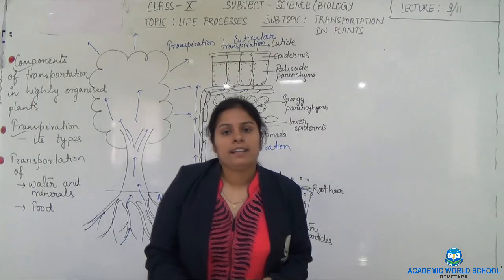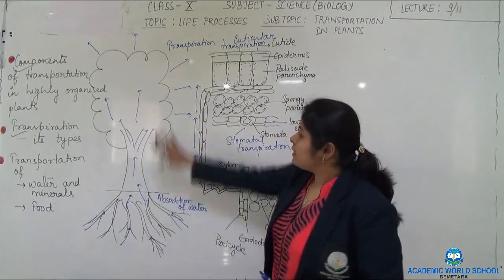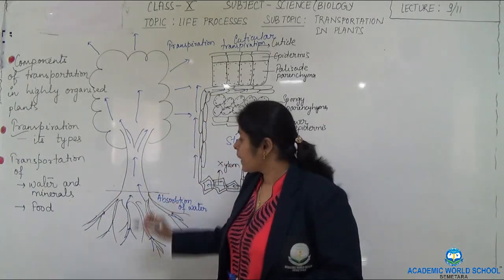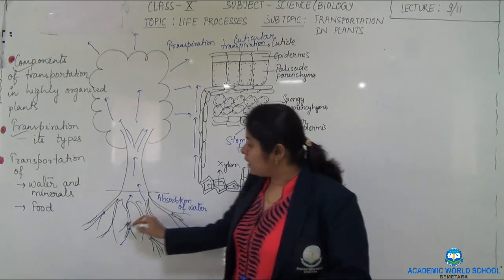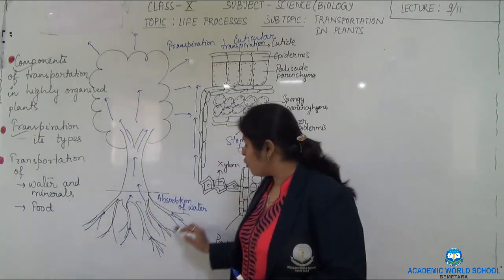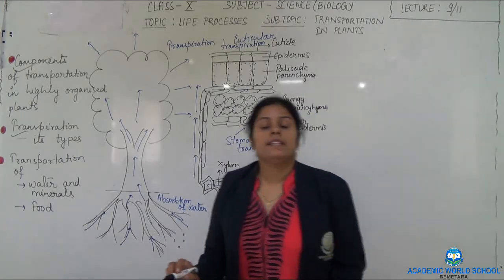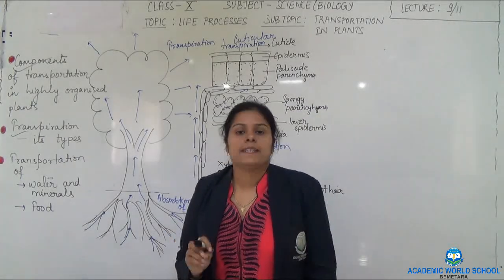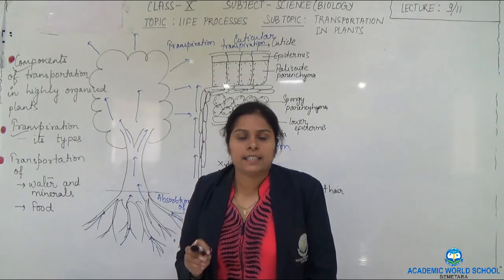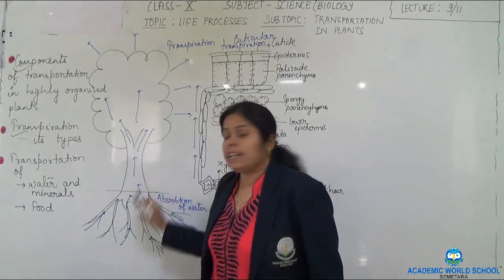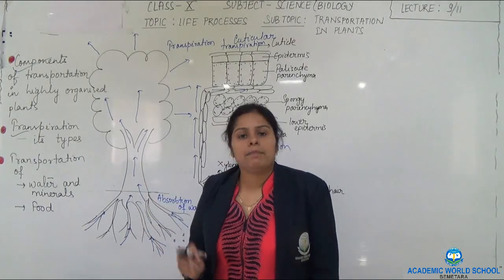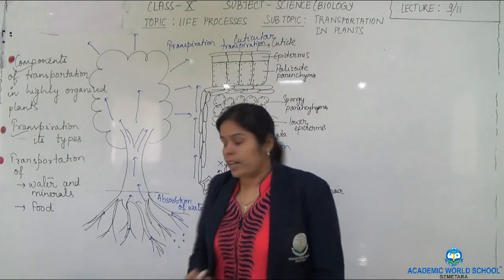So what we understand is, just see here, this is a diagram of a tree. The roots are under the ground. Here water is present, capillary water. Capillary water means the water particles that are present in between the soil particles. The plant can access or avail the capillary water present in the soil.